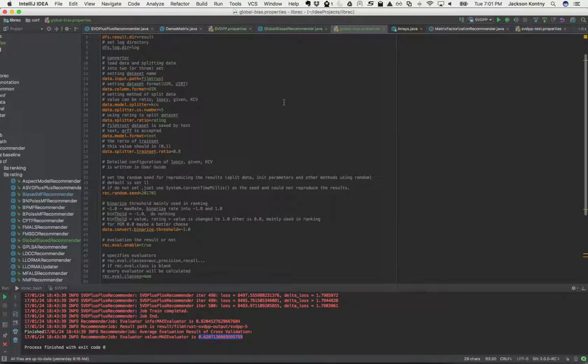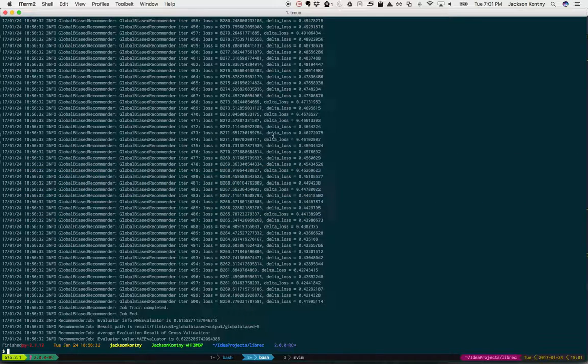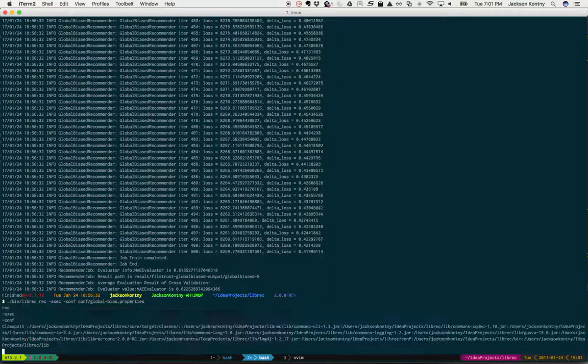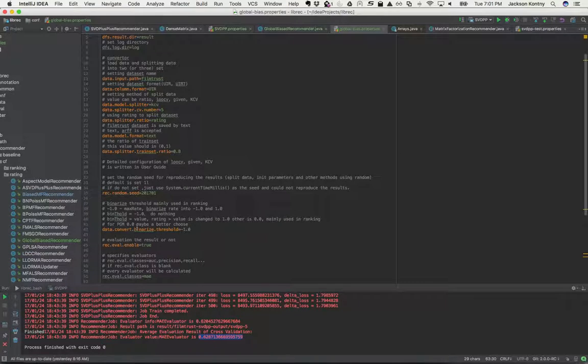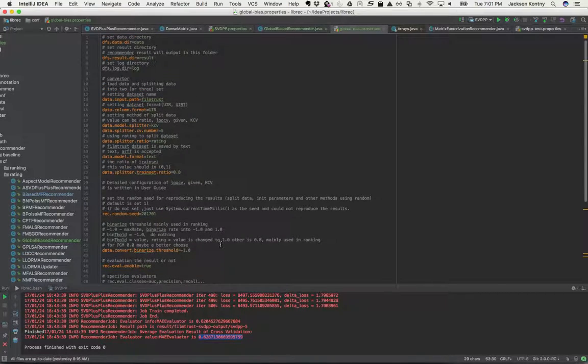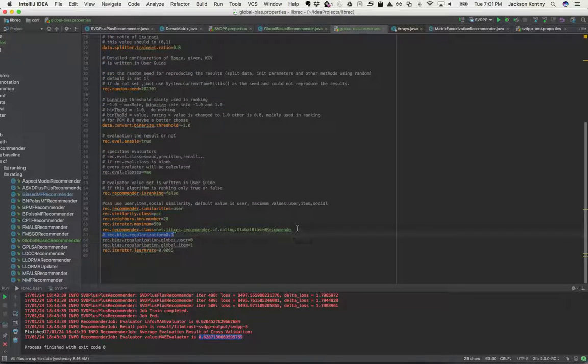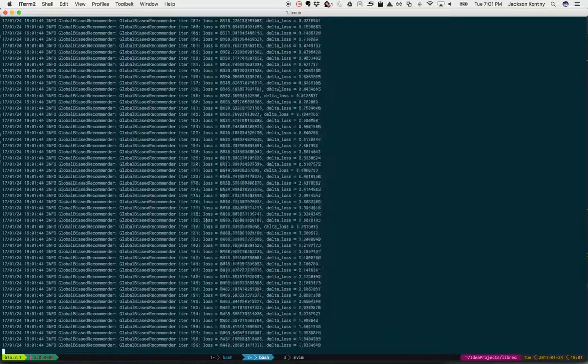training properties file. So here is the execution of it. You can see I'm using this global bias properties file, which is the one we see here. And again, we can also see the important part too is that we're using this global bias recommender here, which is the one that I just showed you.